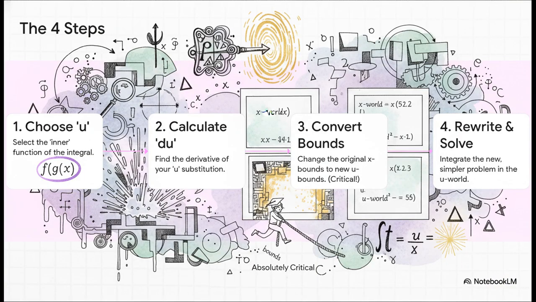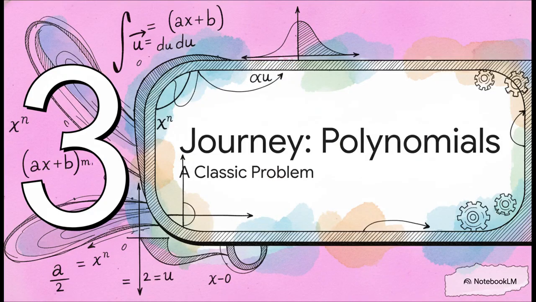Step 1. You choose your u. It's usually that inner function. Step 2, you calculate its derivative, du. Step 3, and listen up, because this is the step where most people slip up, you convert your x bounds into u bounds. This is so critical. And finally, step 4, you just rewrite the whole integral in the u world and solve it. Easy.